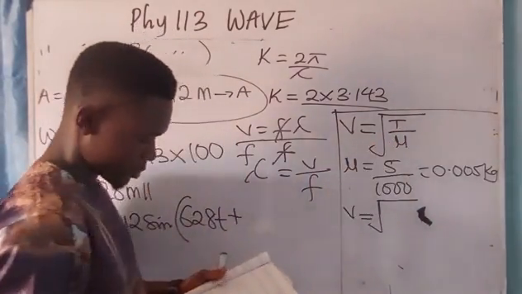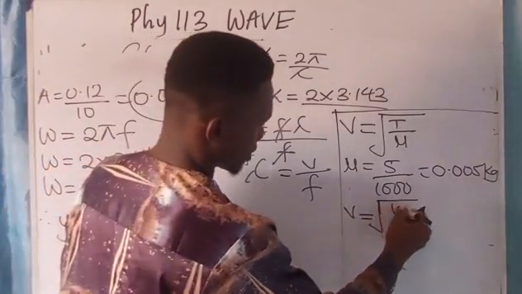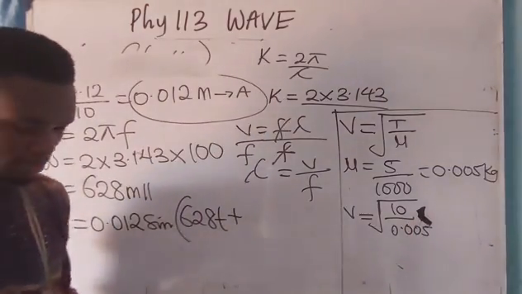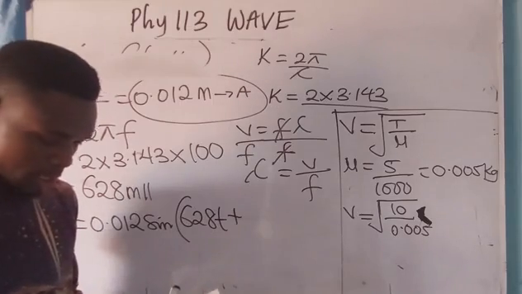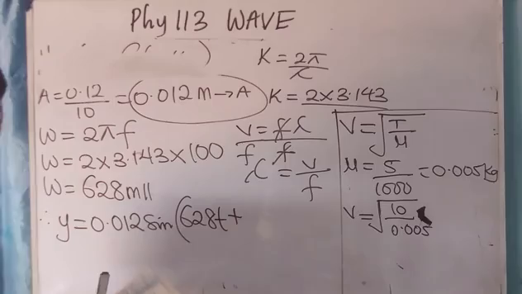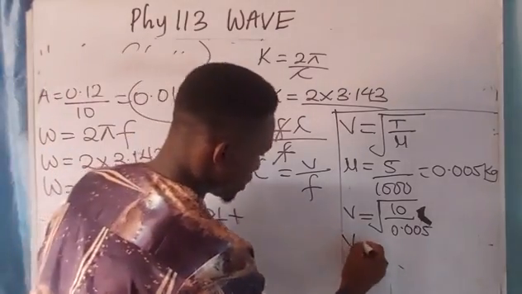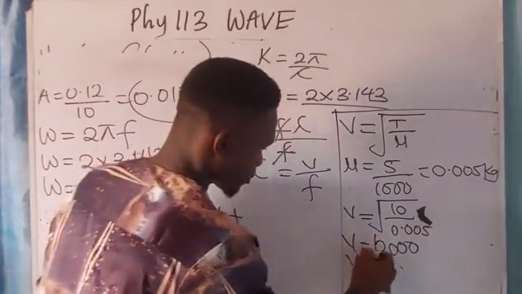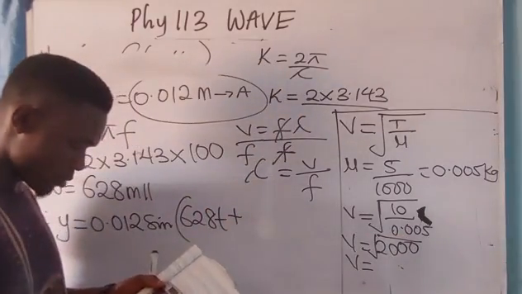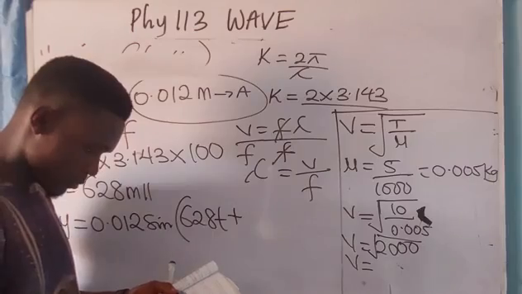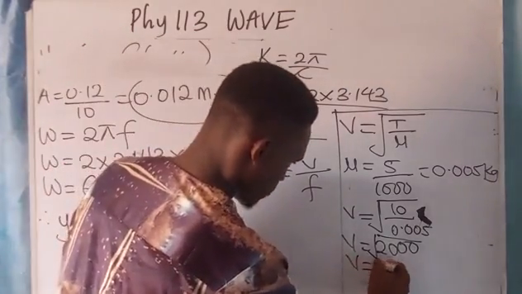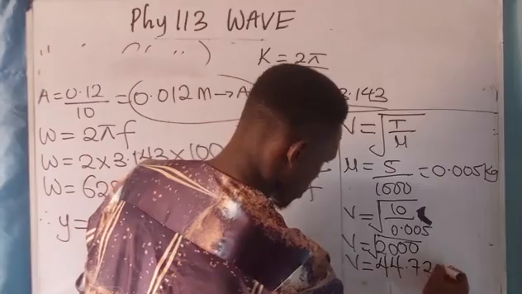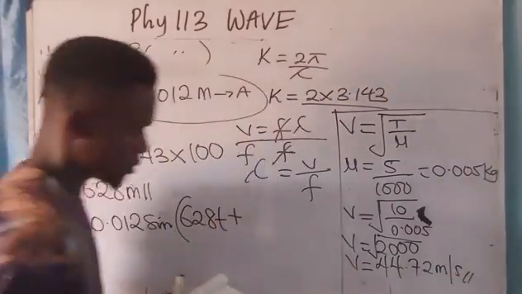So velocity now equals the square root of T over U. Tension from the question is 10, and U is 0.005. We have to be careful, please. 10 divided by 0.005 equals 2000. So the square root of 2000 equals 44.72 meter per second.